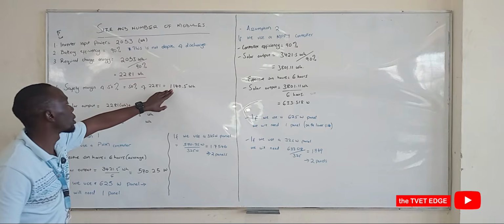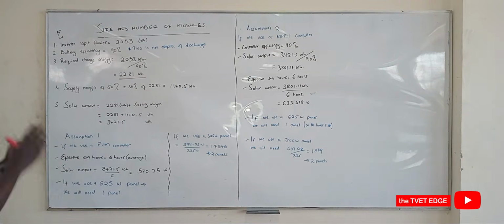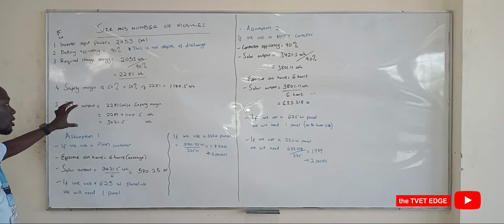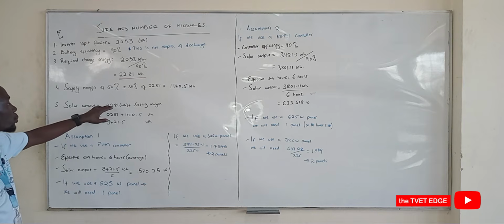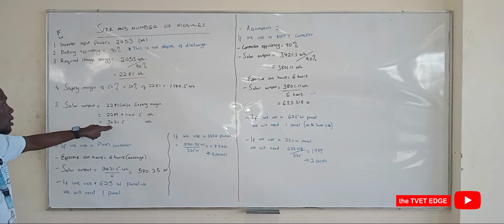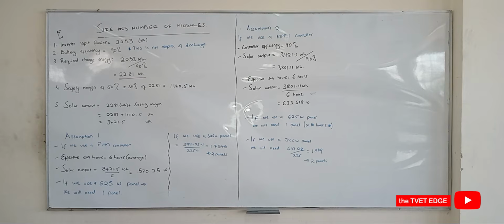You get 1140.5 watt hours. So the overall solar output that will be needed for this system to charge effectively in a 6-hour period will be equivalent to 2281 watt hours plus the safety margin. You get 3421.5 watt hours. So we make the first assumption.